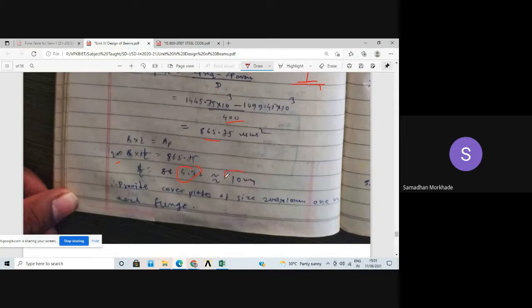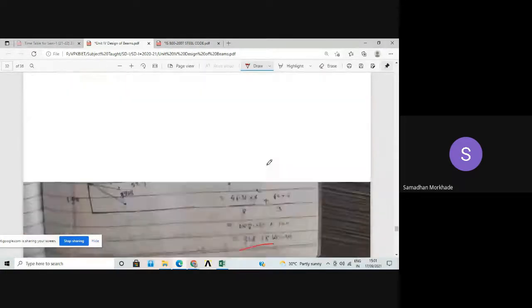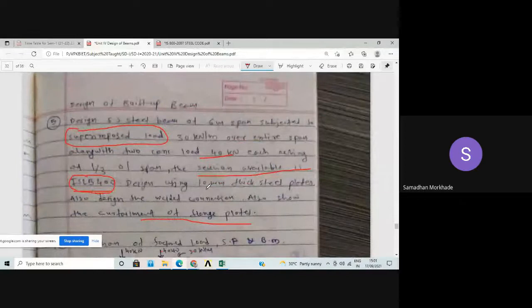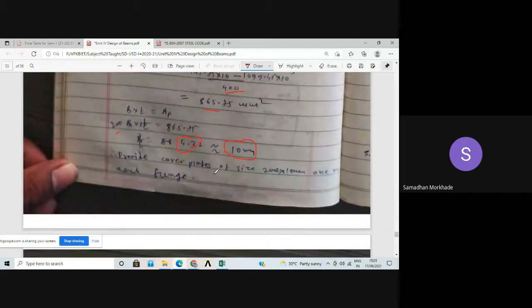So here I have taken 10 mm thick plates. I think in our problem something is mentioned about design using 10 mm thick steel plates. Clearly mentioned, meaning where the thickness is given, it is better to go for thickness. Assume 10 mm thick and calculate the width. So provide cover plates of size 200 by 10 mm on each flange. On each flange, not on a single flange, both top as well as bottom.